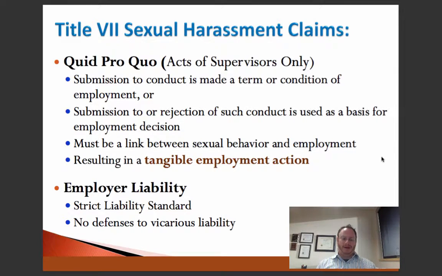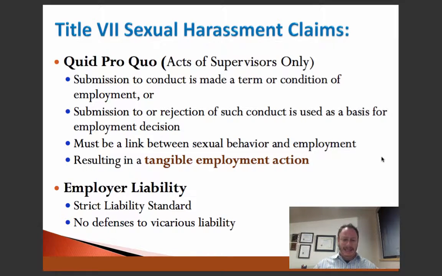So if you're a sideline reporter and you are routinely subjected to sexual advances or comments by your coworkers, whether it's at the gym or in the athletic facility or on the field, that could be potentially quid pro quo harassment. Also, submission to or rejection of the conduct is used as a basis for employment decisions.